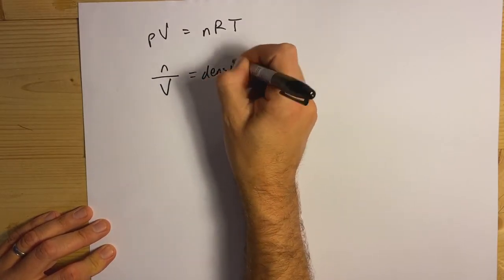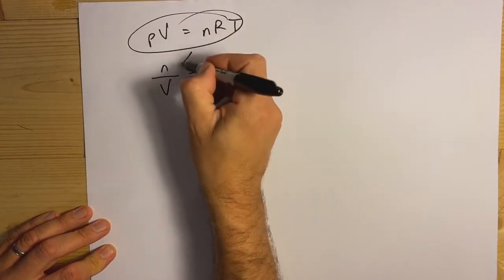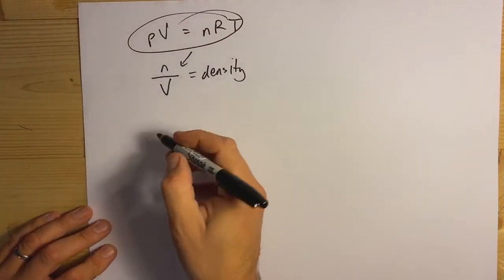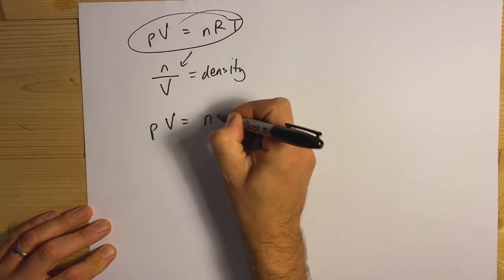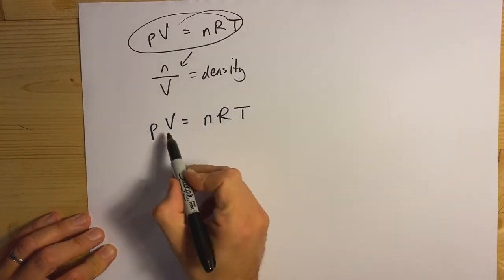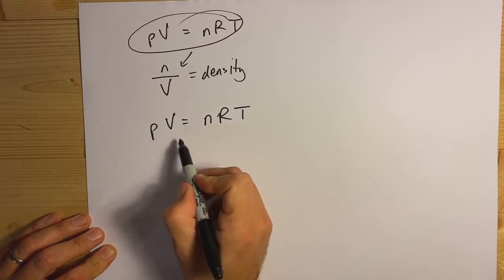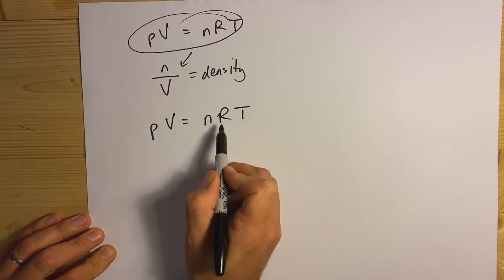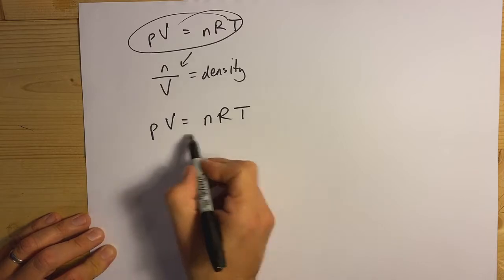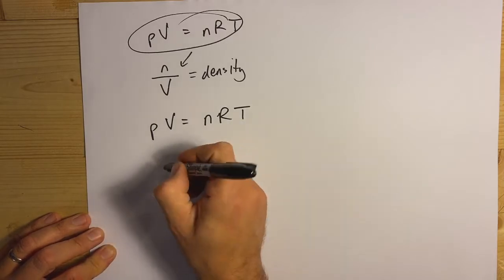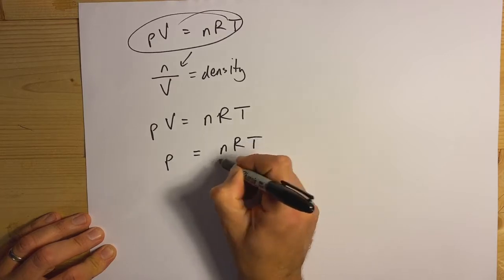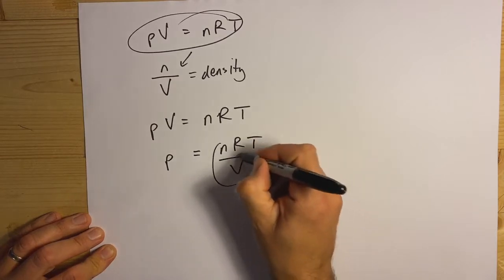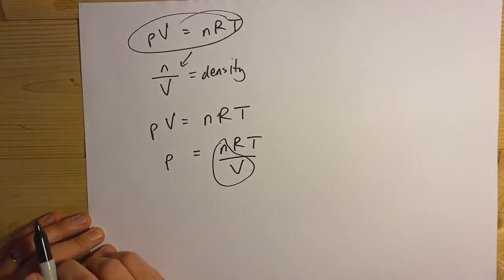Now we need to rewrite this to give us that form. Let's start off by writing it out again so we can do it clearly. We need to divide the n by V, so the easiest way to do that is to move the V over to the other side, in which case we have to divide both sides by V. So this becomes P equals nRT over V, and there is our term that we're after.